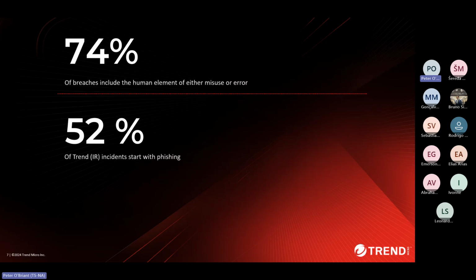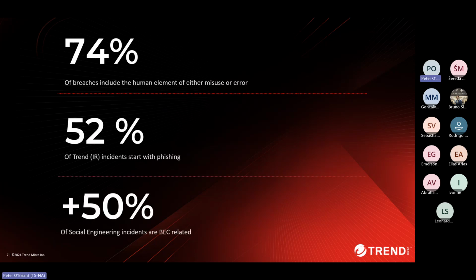Also, they've looked at some of our incident responses, and 52% of Trend IR incidents started with phishing. And then at least 50% is from social engineering attacks, particularly business email compromise scams. So this is where someone takes over that business email.